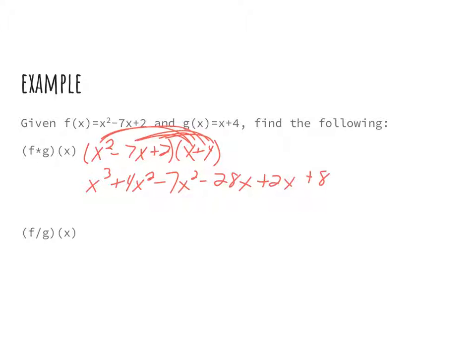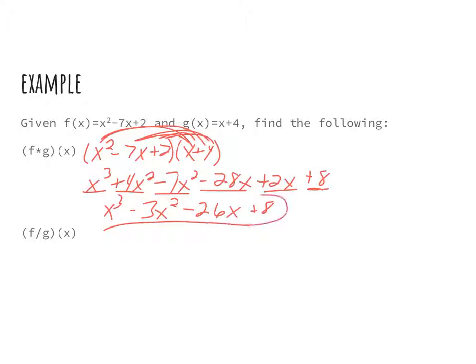Now once I've gotten that, I'm going to combine my like terms. I only have 1x cubed. I've got 4x squared minus 7x squared, giving me a negative 3x squared. Negative 28x plus 2x gives me a negative 26x. And I've got my plus 8 at the end. So I get x cubed minus 3x squared minus 26x plus 8.